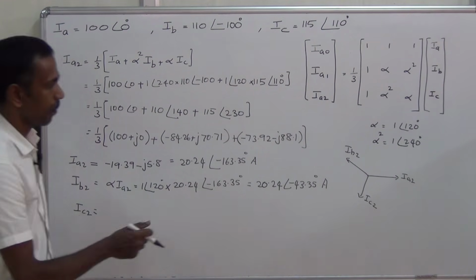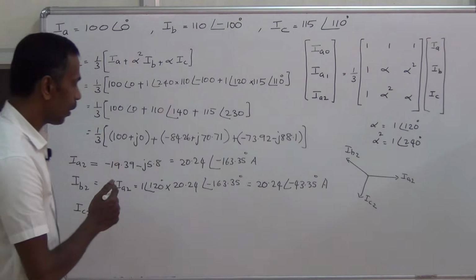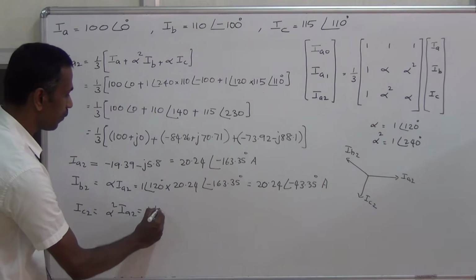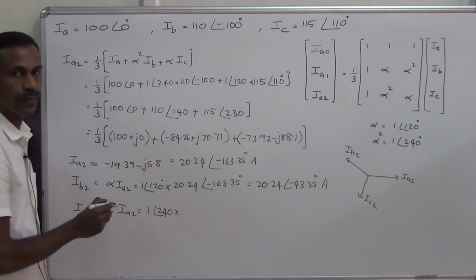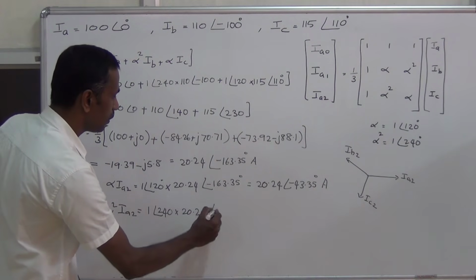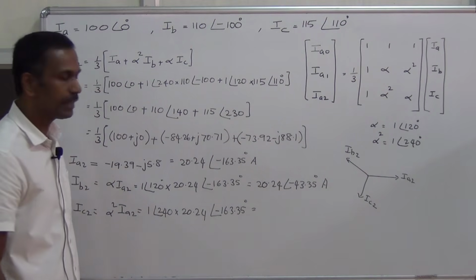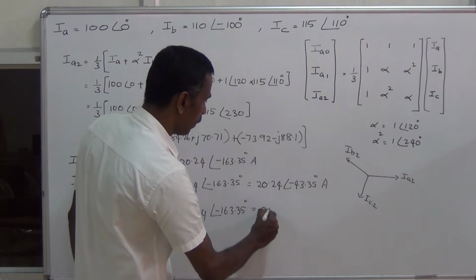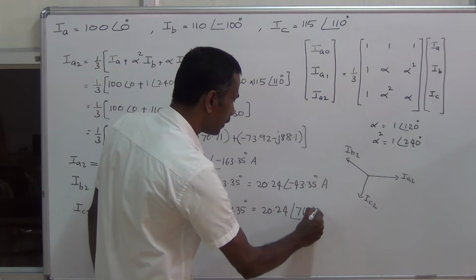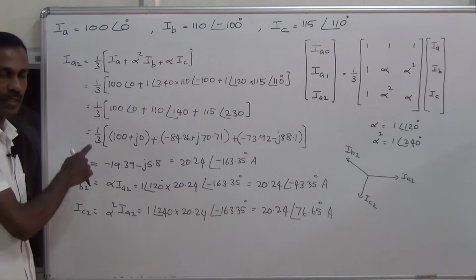IC2 leads IA2 by 240 degrees, or IC2 equals alpha square into IA2. This is 1 angle 240 into 20.24 angle minus 163.35, and this is equal to 20.24 angle 76.61. So these are the three negative sequence currents.